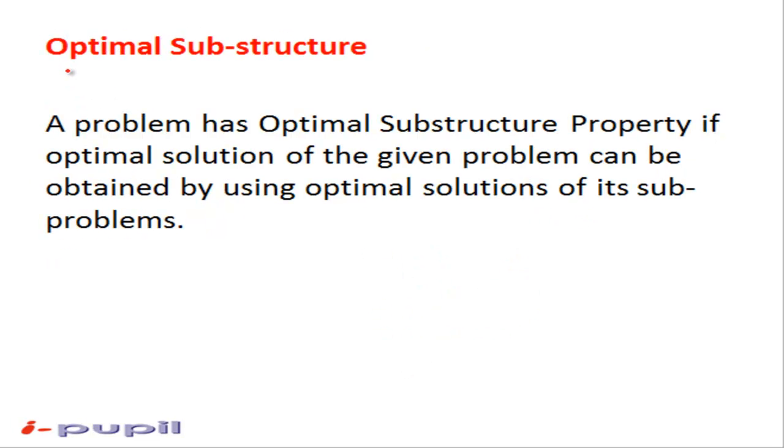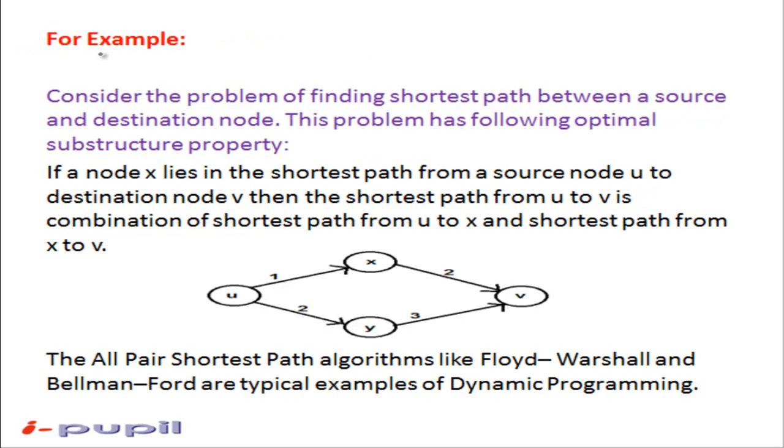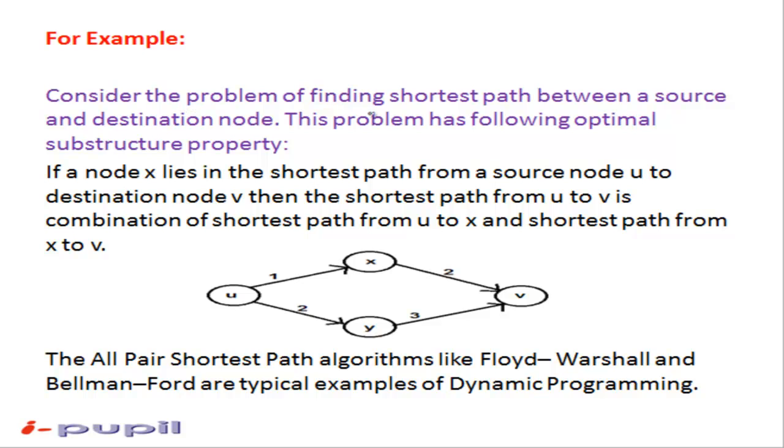Next, we study the second part of dynamic programming, that is the optimal substructure property. A problem has optimal substructure property if optimal solution of the given problem can be obtained by using optimal solutions of its subproblems. For example, consider the problem of finding shortest path between a source and destination node. This problem has following optimal substructure property.